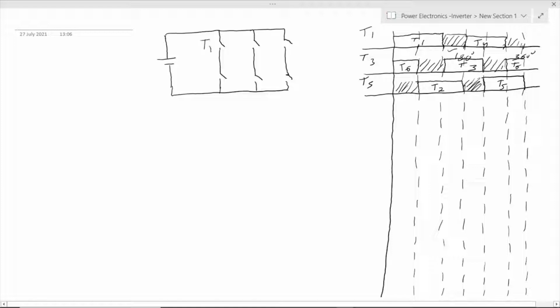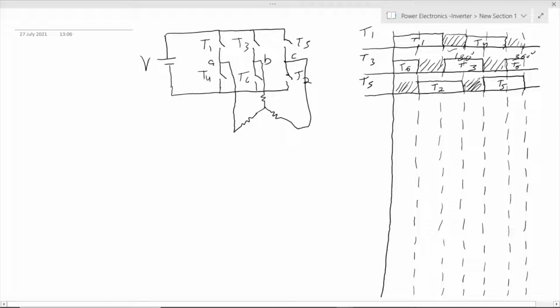So this is T1, this is T2, T3, T4, T5, and T6. This is V voltage. So this is your A phase. This is your B phase. And this is your C phase.